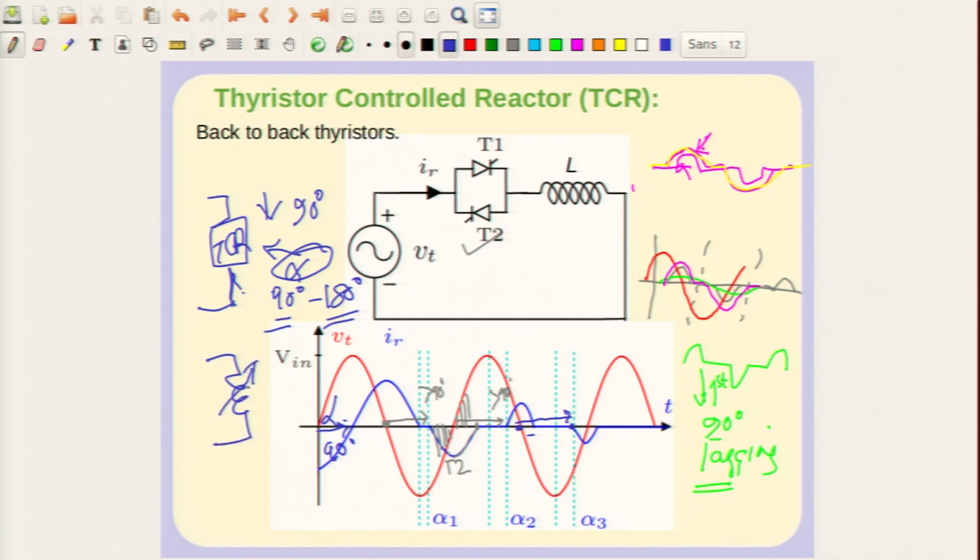It is called a thyristor controlled reactor, and this particular device, the TCR, is connected in shunt in power systems to control the reactive power drawn by the device. This is useful in voltage control, a thing which we shall study later on in this course.